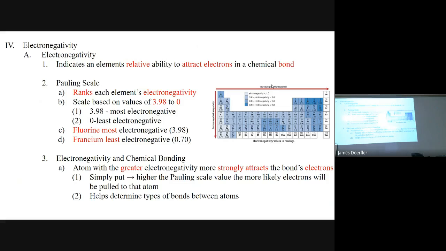So when we have situations like this, we can help determine the types of bonds between atoms. Now, we don't need to worry ourselves about this, but we start getting into polar and non-polar bonding situations. But using this scale, we can determine that, because it helps determine the overall characteristics of chemical bonds.